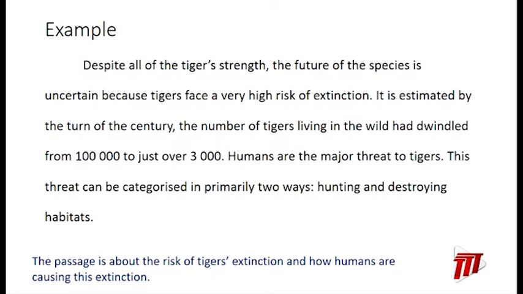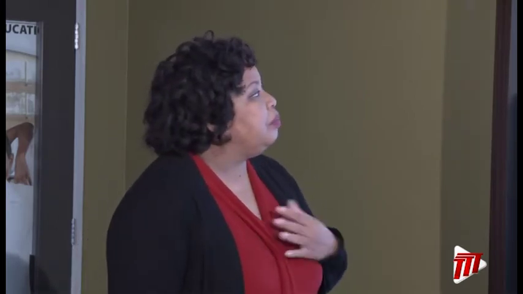It is estimated by the turn of the century, the number of tigers living in the wild had dwindled from 100,000 to just over 3,000. Humans are the major threat to tigers. This threat can be categorized in primarily two ways: hunting and destroying habitats. It's a very sad passage. So, let's look at the cause and effect in this passage.